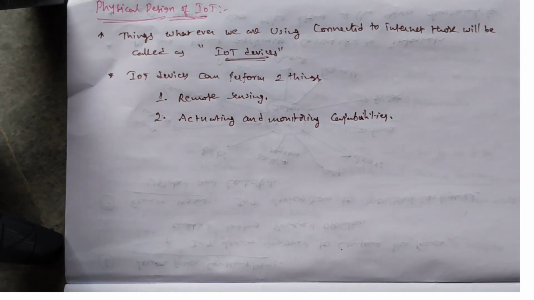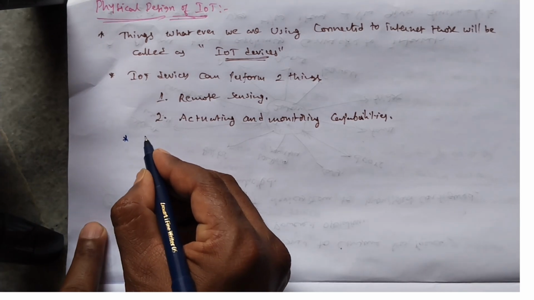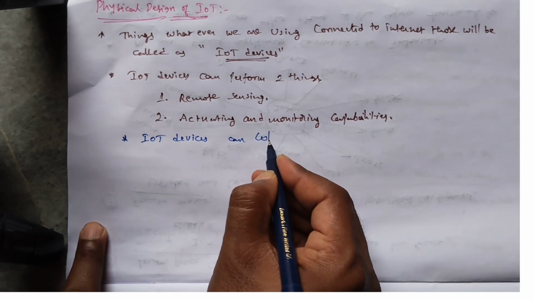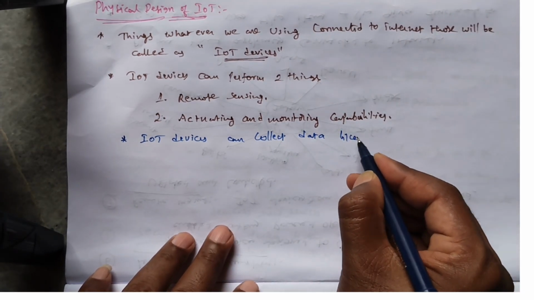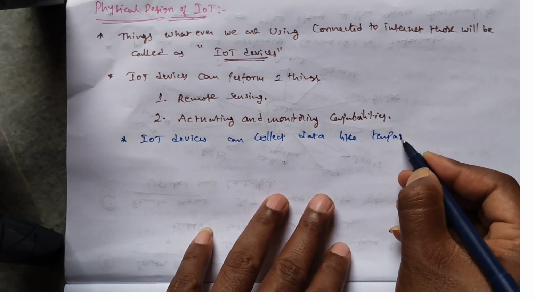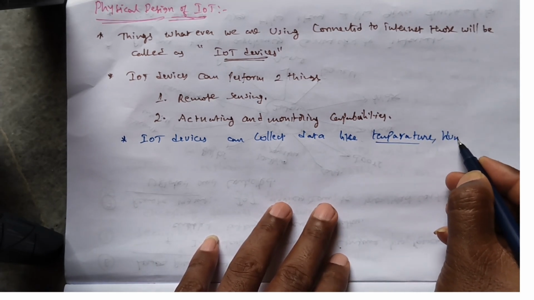Here IoT devices can collect various types of data such as temperature, humidity, light intensity, sound frequency, and other things.